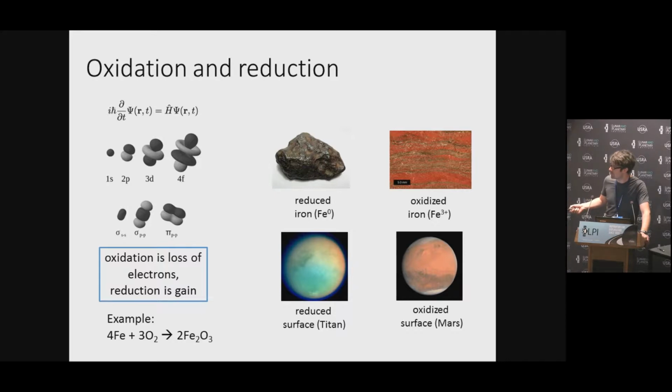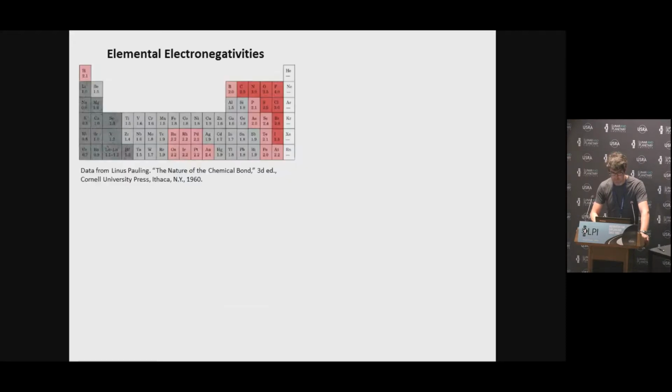An example of an oxidized planetary surface is Mars. Its classic reddish appearance is also due to oxidized iron. An example of a reduced atmosphere and surface is Titan. In this case, it has little to do with iron, but it's the presence of reducing gases like hydrogen and methane there. And so when we're thinking about redox, the first thing you have to think about is elemental electronegativity.